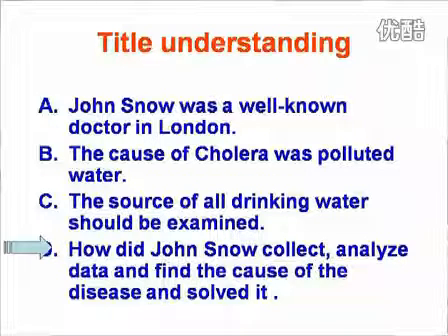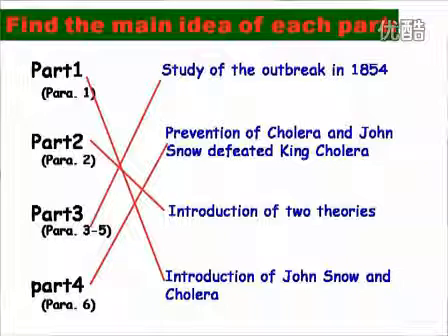Okay, now next, we will find the main idea of each part. Okay, 我们要找到每一段的主旨大意。实际上，这个就是这个主旨大意概括的一个能力的训练。Okay, now we can divide this passage into 4 parts. Okay. Now there are 6 paragraphs in this passage. We can divide into 4 parts. Okay. Now part 1, maybe it is paragraph 1. Okay. Part 2, paragraph 2.